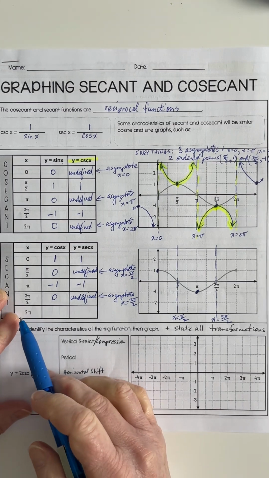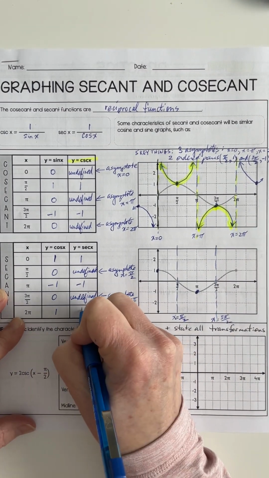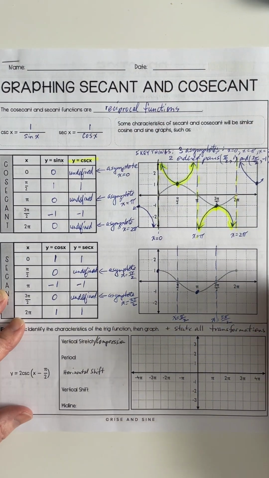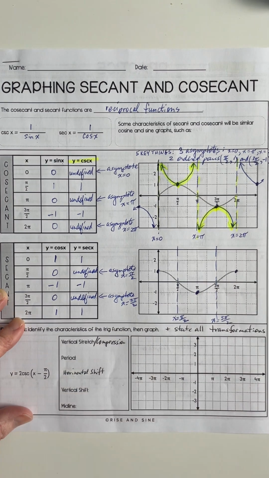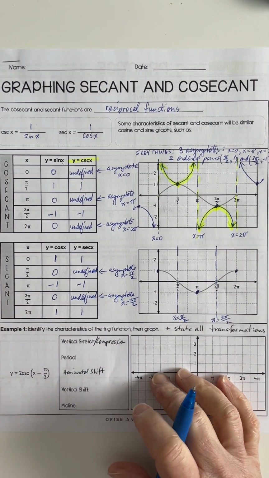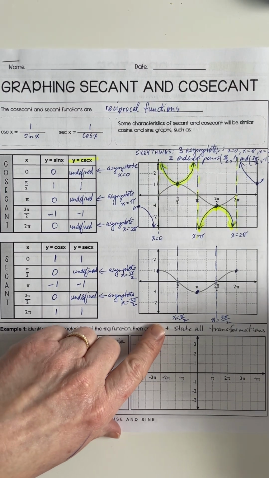All right, 2 pi, back up to the same place as 0 in the unit circle. We have 1 and 1, because 1 over 1 is also 1. So we'll have this point here that it shares with the cosine function. All right, so then what happens? These are our 5 points that we need to be able to remember.